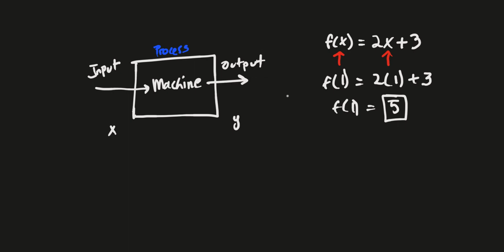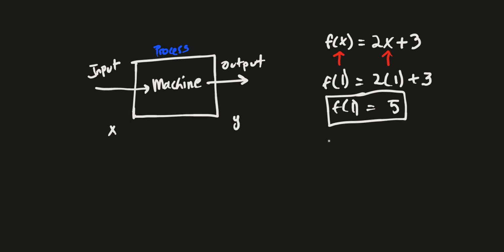And what the machine did was multiply the input by 2, and then add 3. So whatever input you put into this machine, into this function, it's going to output a number that is the input multiplied by 2, then added by 3. That's the specialty of this function. So this is the solution here.